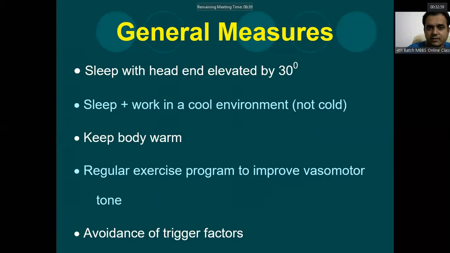Treatment of vasomotor rhinitis. Okay, general measures: sleep with the head elevated by 30 degrees. Sleep and work in a cool environment, not cold. Keep the body warm. Regular exercise program to improve vasomotor tone. Avoidance of trigger factors.